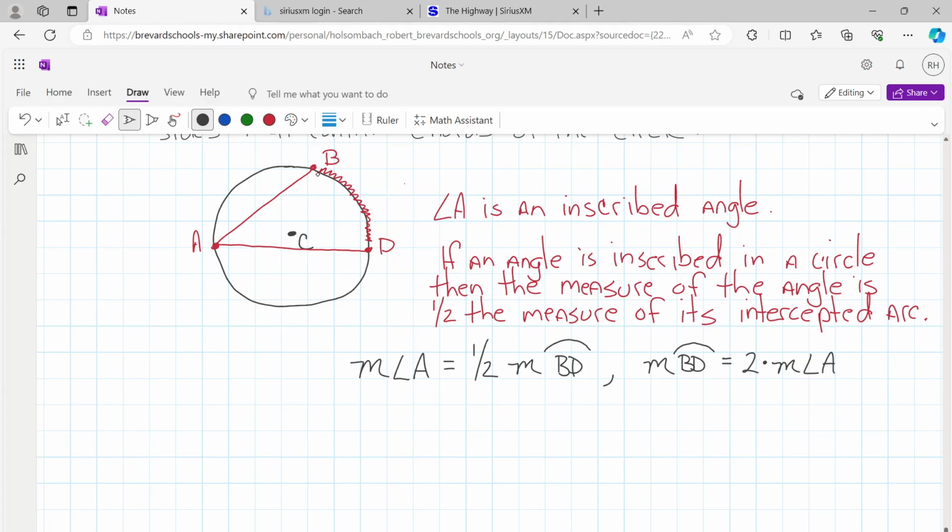So if we know the arc measure, we divide it by 2 and it gives us the angle measure. So if this is 60 degrees, then the measure of angle A is 30 degrees. And if we know the angle measure, we multiply it by 2 and it gives us the arc measure. So if you look at example 1 over on page 724, we can apply these rules for practice.